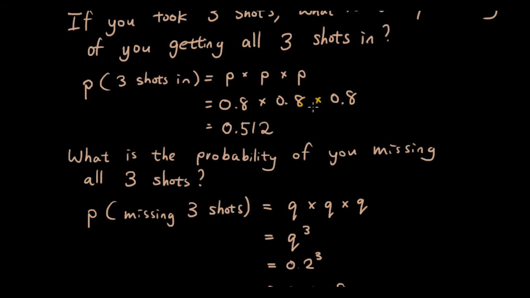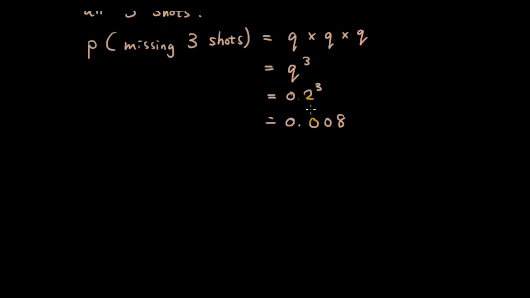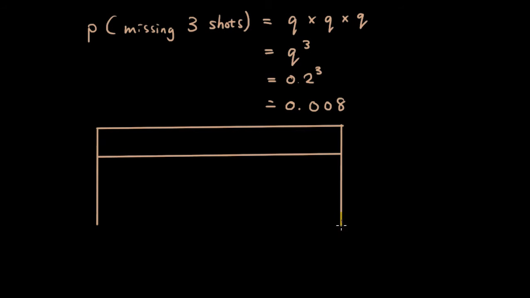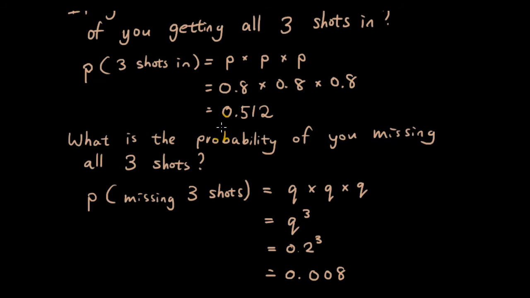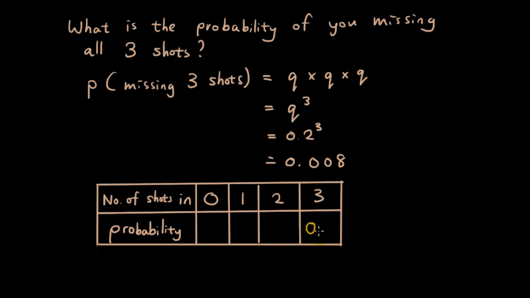So we have the probability of getting all 3 shots in. We've got the probability of missing 3 shots. So let's put all that information in a table. This table shows all the possible results from our experiment of taking 3 shots in the game. The probability of getting all 3 shots in, we have said, is 0.512, and the probability of missing all 3 shots is 0.008. So what is the probability of getting 1 shot in? And what is the probability of getting 2 shots in? Let's do these ones individually.